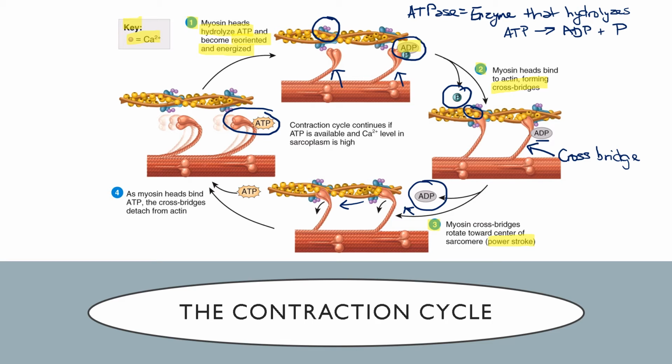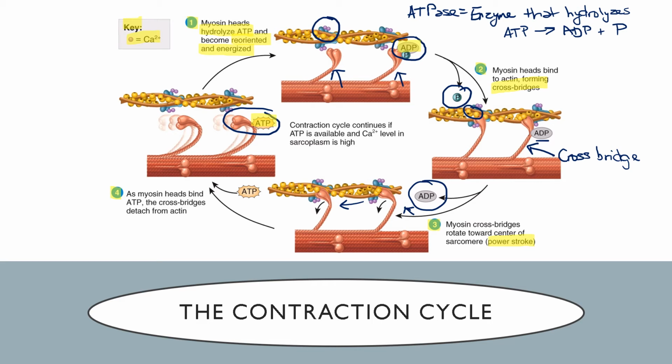And that brings us to step 4 here on the left, and this is going to be the detachment of myosin from actin. So at the end of the power stroke, the cross bridge remains firmly attached to actin until it binds to another molecule of ATP. Now, as ATP binds to the ATP binding site, the myosin head is going to detach from actin.